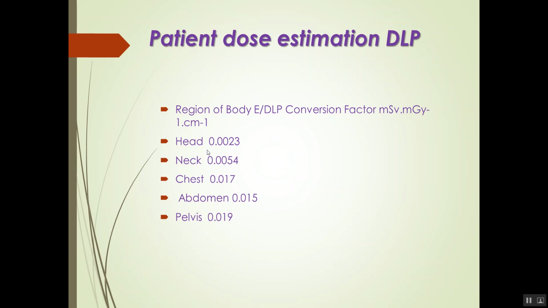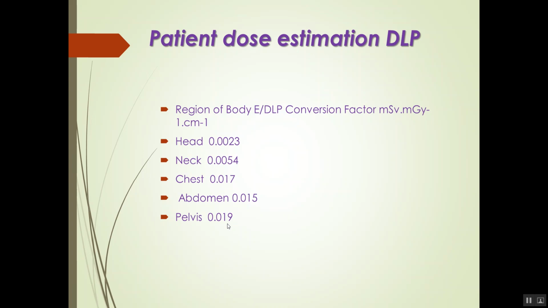You remember the factor which is related to the effective dose, the tissue weighting factor. Each organ has a specific sensitivity to radiation. So you will find here that the head region has a conversion factor of 0.0023, but neck 0.005, chest 0.017, higher sensitivity so higher tissue weighting factor, abdomen 0.015, pelvis 0.019, and so on.